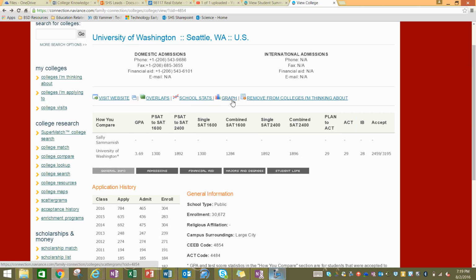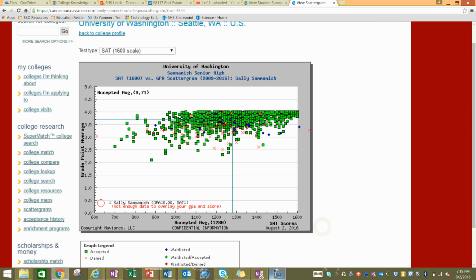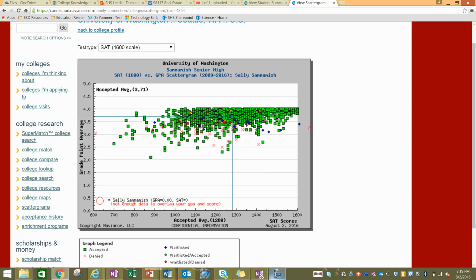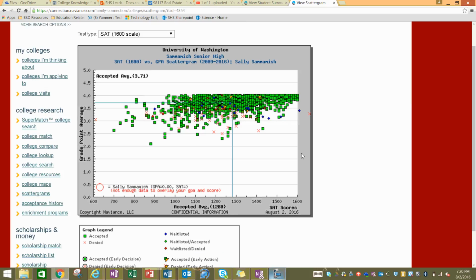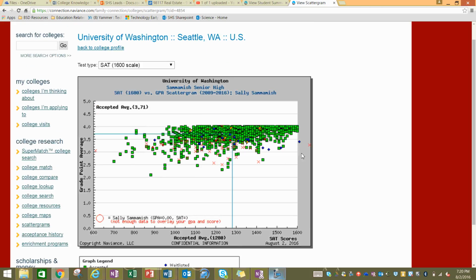There's a couple other things that are kind of interesting. Taking a look at the graphs section, you can see that more traditional scattergram of a GPA compared to the SAT, and mapping where that student is and where the acceptances and waitlists and denied are present. So again, that's just a little data point that I find very powerful to use Naviance to identify a school and dig in to a little bit more interesting data. Thanks.